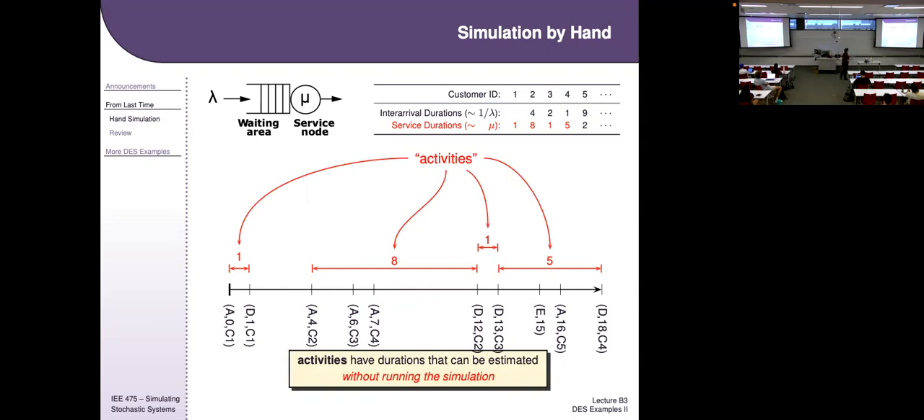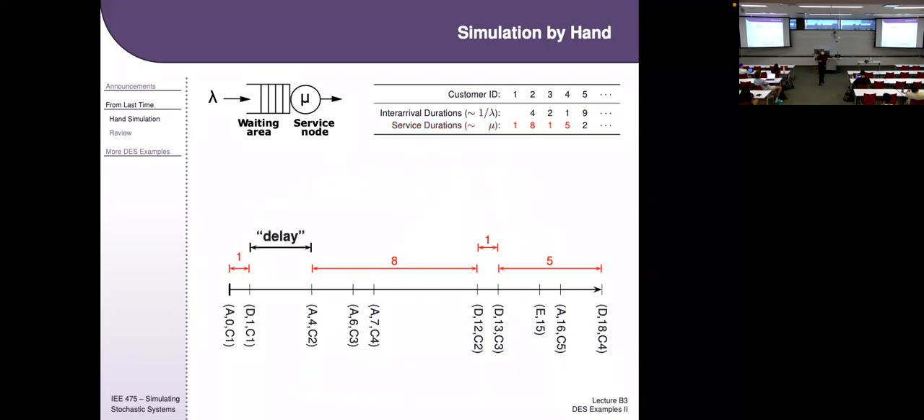And so those are also referred to as activities. So activities have durations that can be estimated without running the sim, can be known ahead of time. But now that I look at the way these activities stack up, I see that there are gaps. And those gaps are the so-called delays. That gap I wouldn't have known if I hadn't run the simulation. The simulation allows me to figure out how these inter-arrival durations, which come from one process, and these service durations, which come from another process, line up. And when they don't quite line up just right, then you get delays.